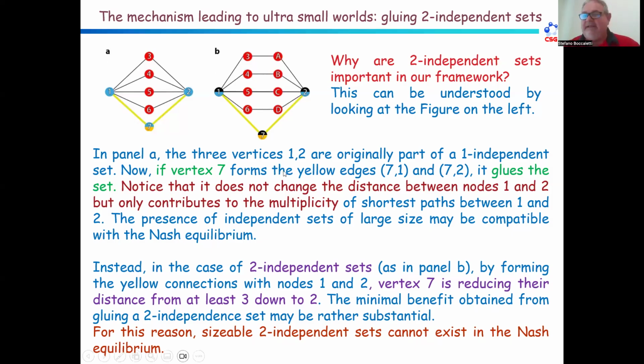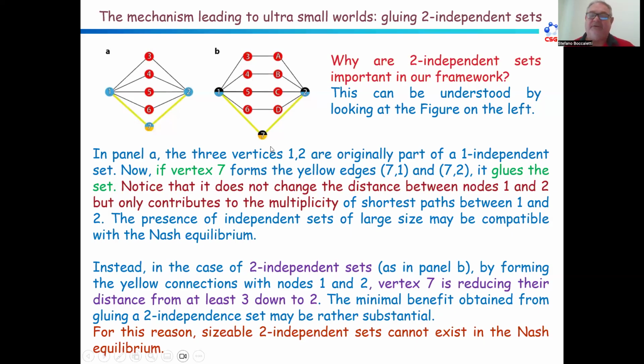Now, a completely different situation occurs in situation B. Now we consider nodes 1 and 2, which are in the 2-independent set. Okay? In the 2-independent set. So there are no direct connections, nor single intermediaries, but you have 3A, 4B, 5C, 6D. And now we do the same. Node 7 bridges nodes 1 and 2. And again, we ask how much is now the gain of node 7. And now the answer is the gain is tremendously high.